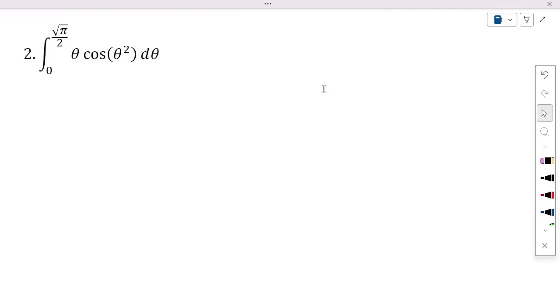Okay. All right. So here's number 2. We have the integral where the lower limit is 0 and the upper limit is the root of pi over 2. And we have the integrand, which is theta multiplied by cosine of theta square with respect to theta. Okay. Now that's a lot to take in right now. I know this is a huge jump from the last example. The last example was supposed to be a nice little easy one because obviously it is a little bit of a complex integral, but once again, using u-substitution makes our life so much easier.